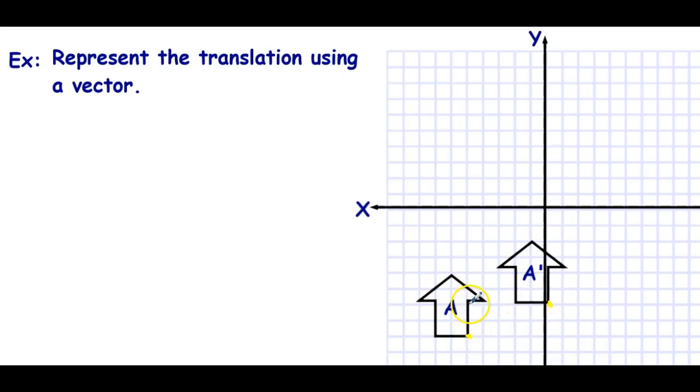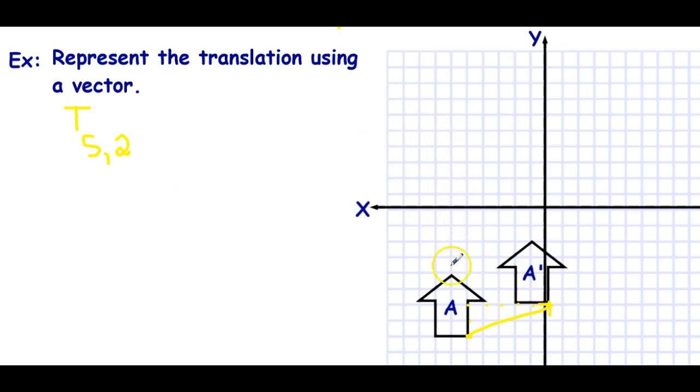Up 1, 2, and over 1, 2, 3, 4, 5. So if I wrote that in transformation notation, I went up 2 and to the right 5. Moving in the x direction, it's a positive 5. Moving in the y direction, positive 2. Now we know it's T of 5, 2.